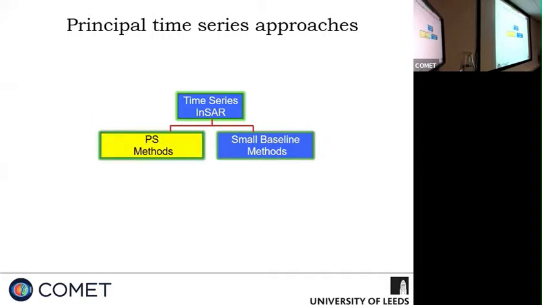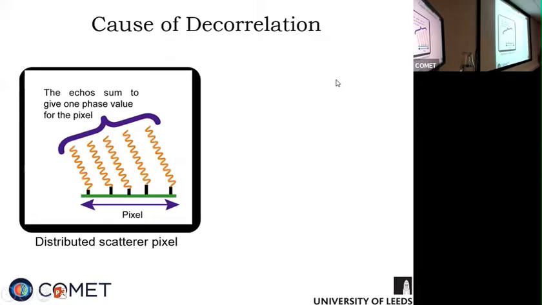So broadly, we have two methods: persistent scatterer methods and small baseline methods. Persistent scatterer methods we'll start with. First, a small step back is to figure out what is actually causing decorrelation. Like I said, our pixels on the ground are actually areas. They're not points, they're areas.